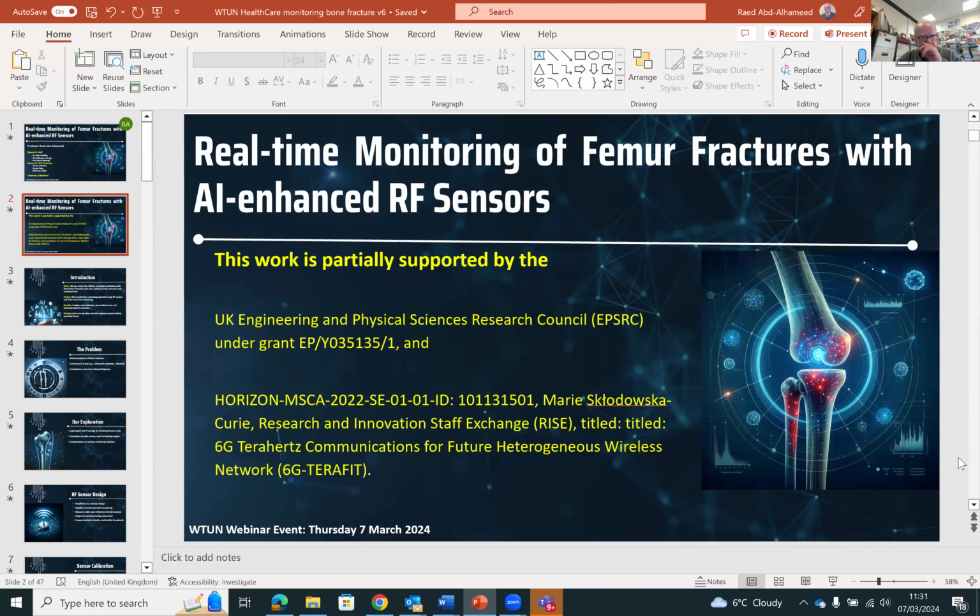Of course, as I said, this is supported by the EPSRC and also Horizon 101131501.